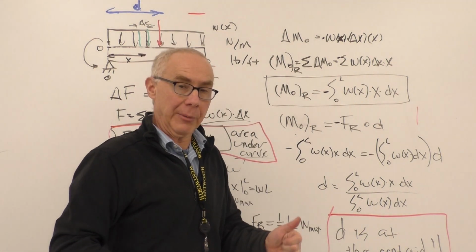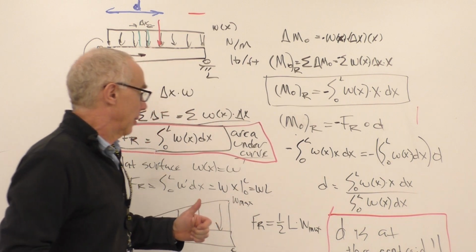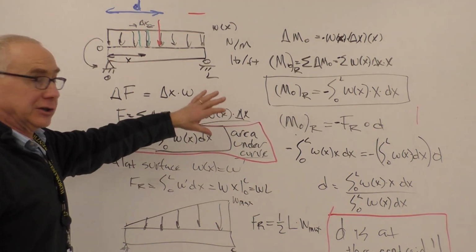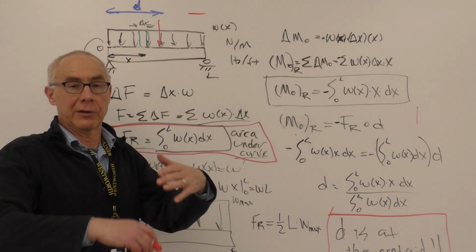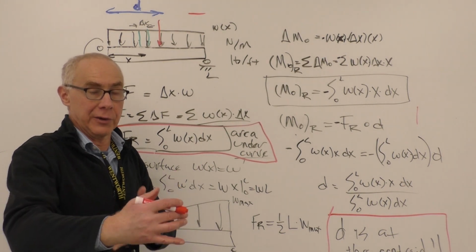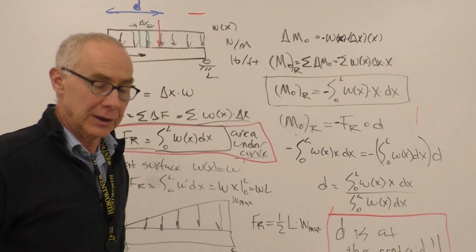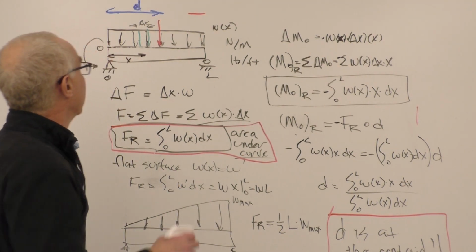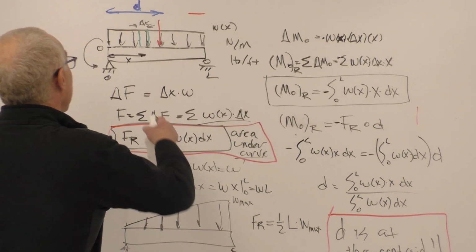So I'm going to erase the board. I'm going to talk one more time about how to do this simplification process for a rectangle, a series of rectangles, or a triangle. And then we'll move on to something else. So I'm going to erase this now.